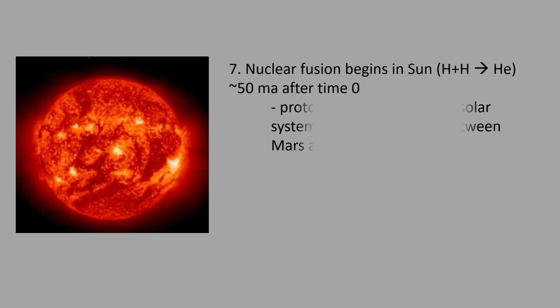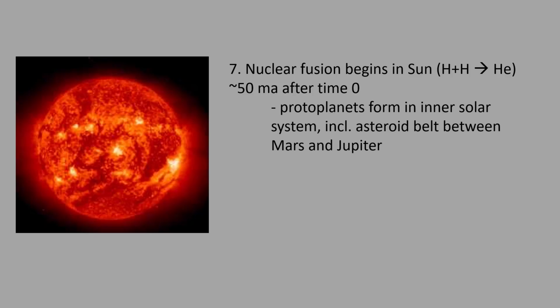The next thing that starts to happen is that it finally gets cool enough closer to the sun where we can start to have protoplanets form close to the sun. So remember, protoplanets are half a mile to a mile in diameter in our inner solar system. And that includes Mercury, Venus, Earth, Mars, and then the asteroid belt that exists between Mars and Jupiter.